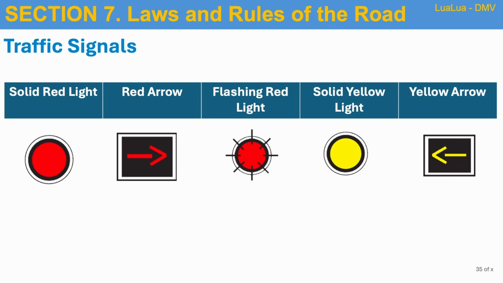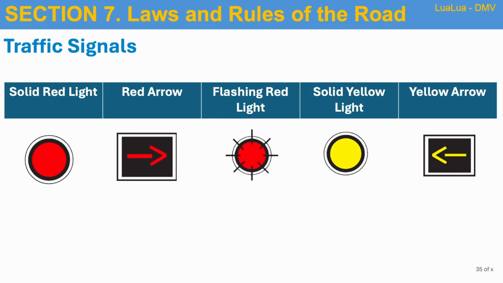Solid yellow light. A yellow traffic signal light means caution. The light is about to turn red. When you see a yellow traffic signal light, stop, if you can do so safely. If you cannot stop safely, cautiously cross the intersection.